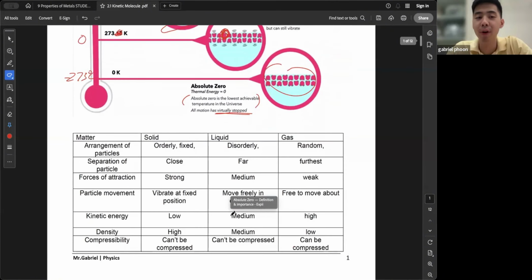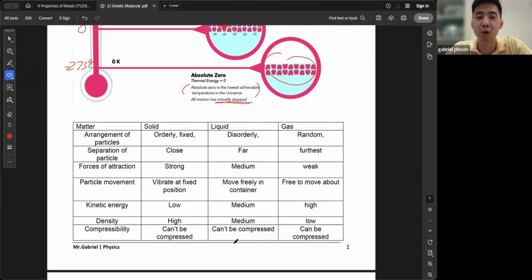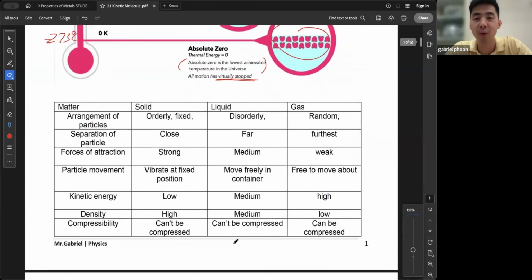Okay, but this one got a lot to copy, right? This one, I'm not going to go through it, but please do copy it down. It's the exact same thing that we did in chemistry already.